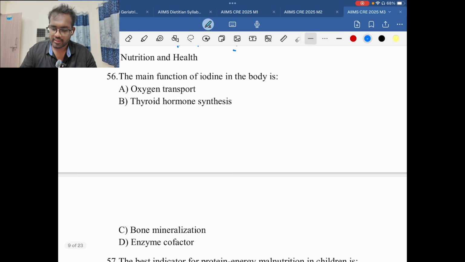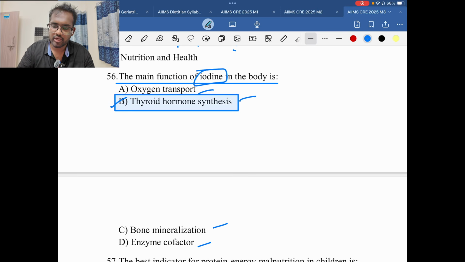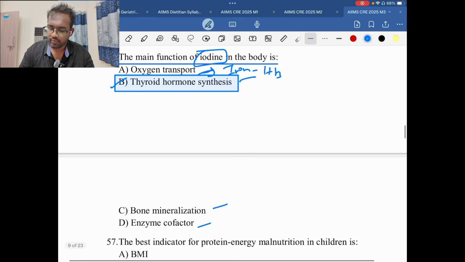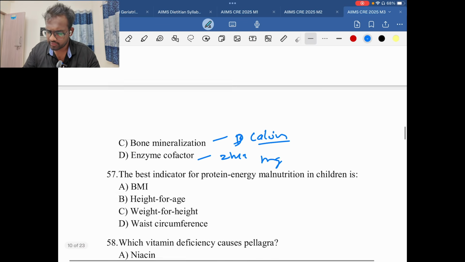Question number 56. The main function of iodine in the body is oxygen transport, thyroid hormone synthesis, bone mineralization, enzyme cofactor. These are very basic questions. Iodine is linked to thyroid hormone, so the answer will be thyroid hormone synthesis. Okay, and oxygen transport is related to iron and hemoglobin. Bone mineralization is linked to vitamin D and calcium. Enzyme cofactor: zinc acts as an enzyme cofactor, magnesium acts as a coenzyme cofactor. So remember that, it's very important.